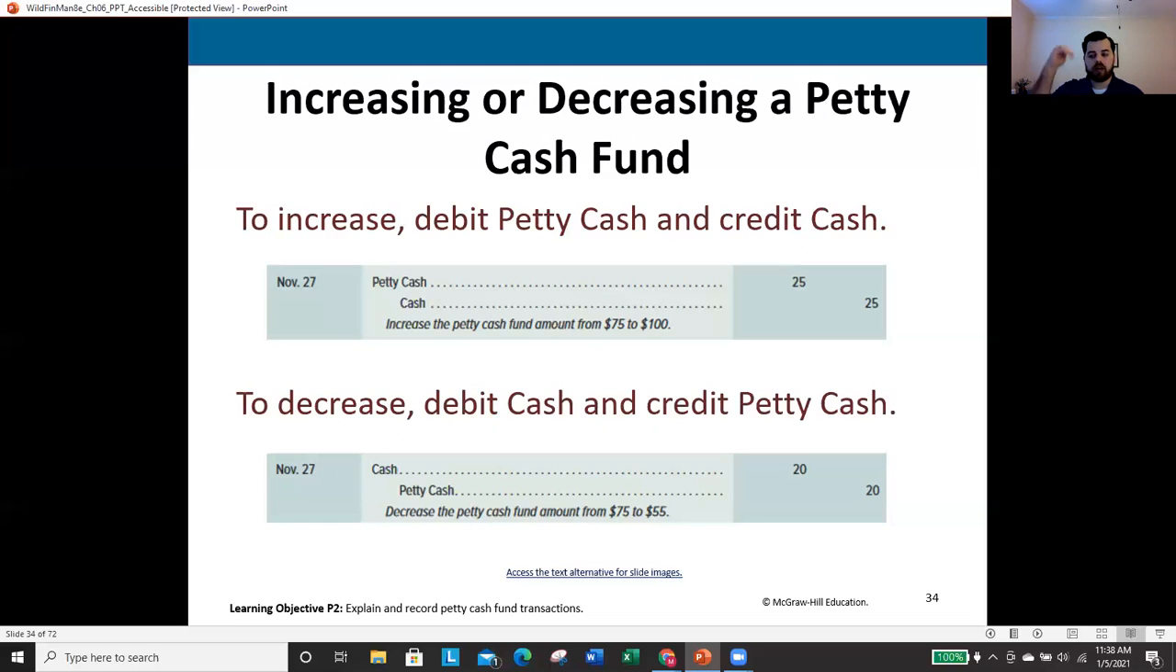So we needed to bump up by $25. So that's what we see. And in the second case, we moved from $75 down to $55.